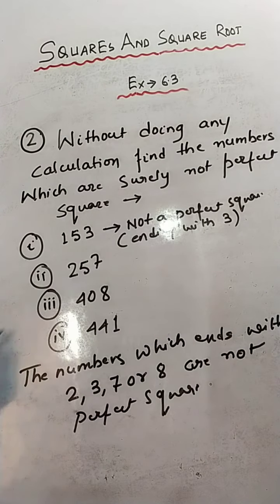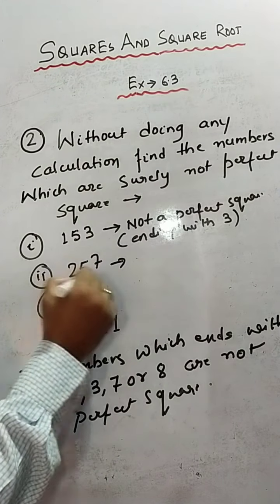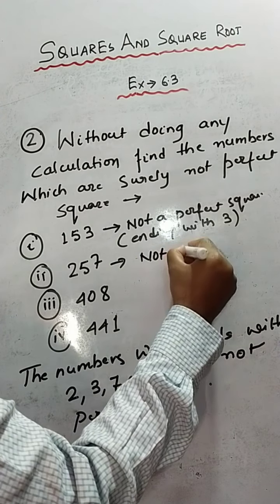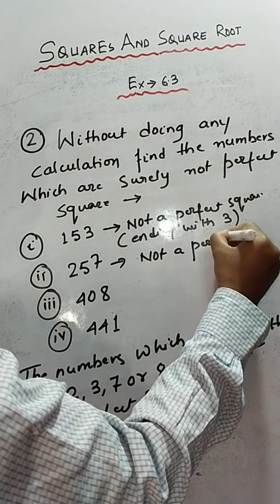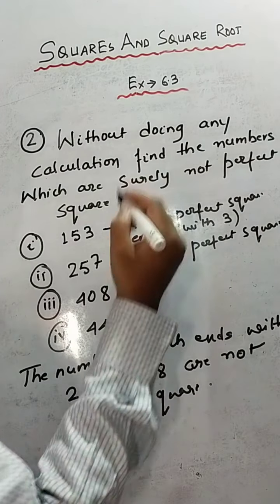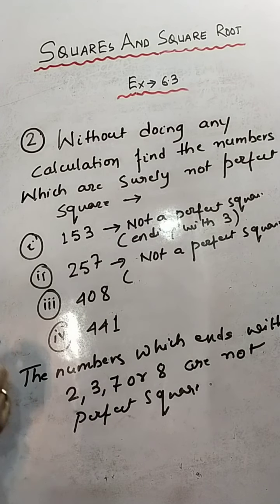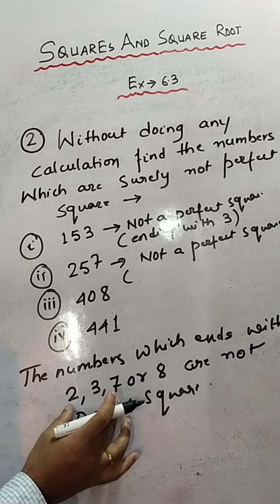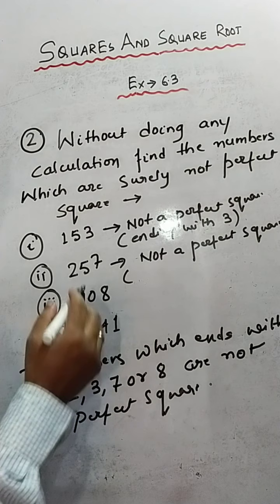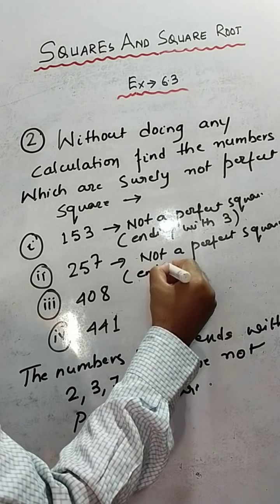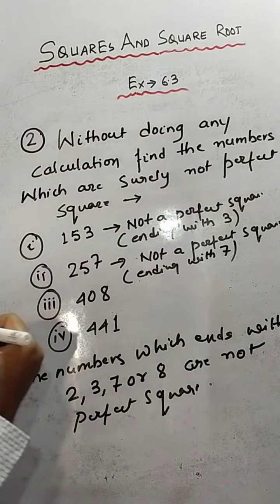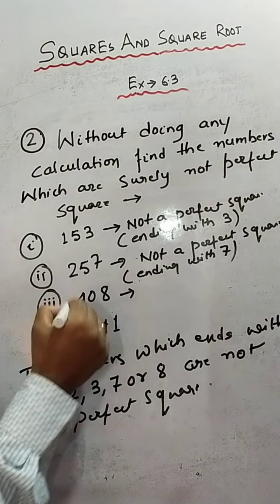Again, this one: why is this number not a perfect square? So we will write not a perfect square first. Now we'll give the reason why it is not a perfect square, because it is ending with what? 7. We have already said the numbers which end with 2, 3, 7 or 8 will be considered not a perfect square. So we'll write ending with 7.